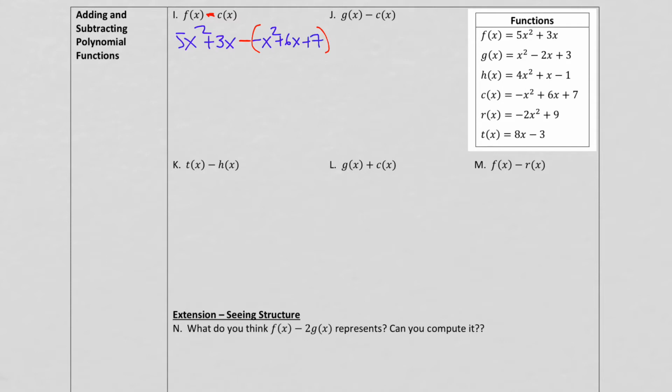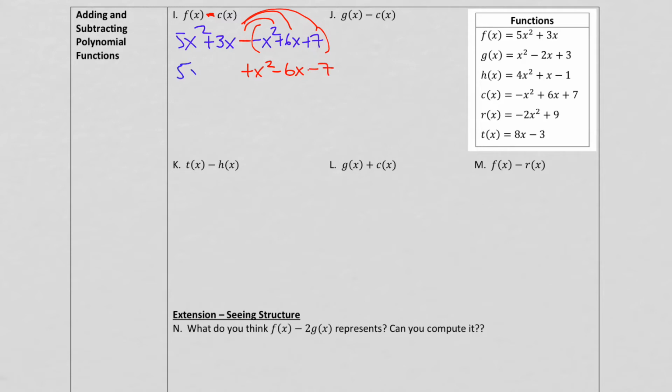Again, now that I have it set up, I can start. When we subtract, our first step is to distribute the minus 1, in this case, to all three terms. So I want to find the opposite of everything. The opposite of negative x squared, in other words a negative times a negative, is a positive, so plus x squared. The opposite of a plus 6 is a minus 6, and the opposite of a plus 7 is a minus 7. So that's my first step.